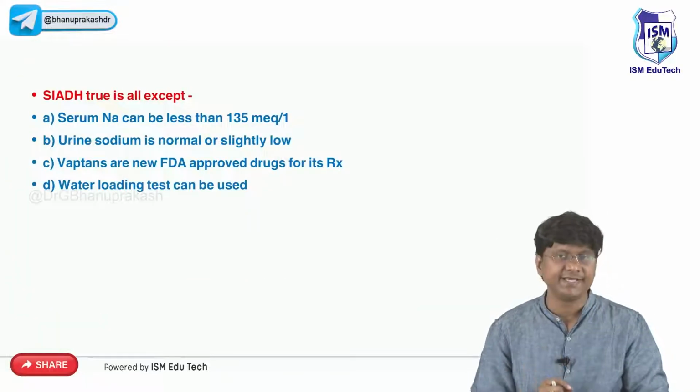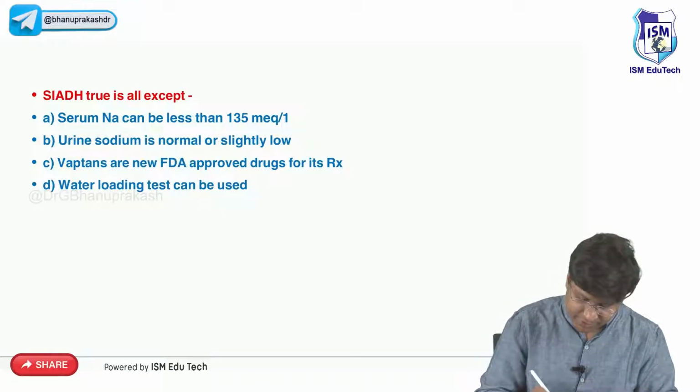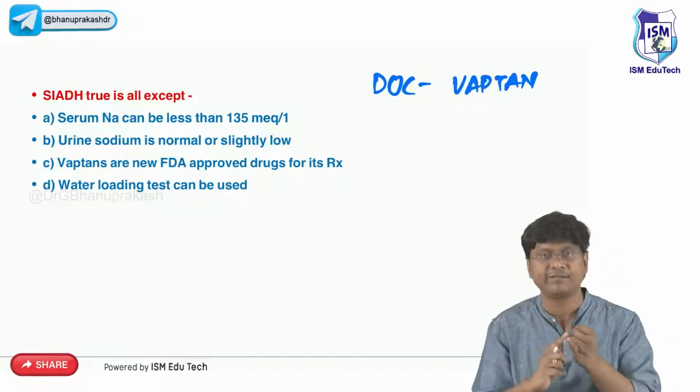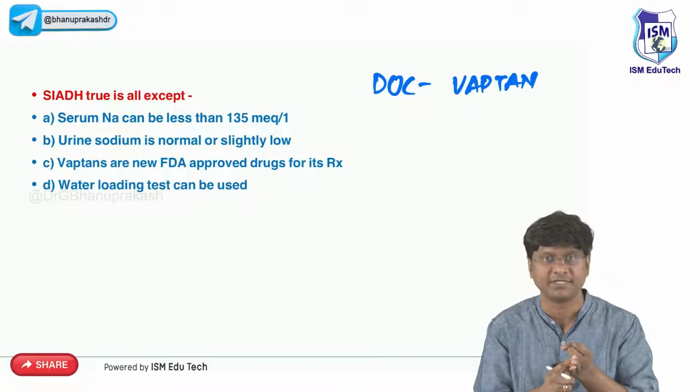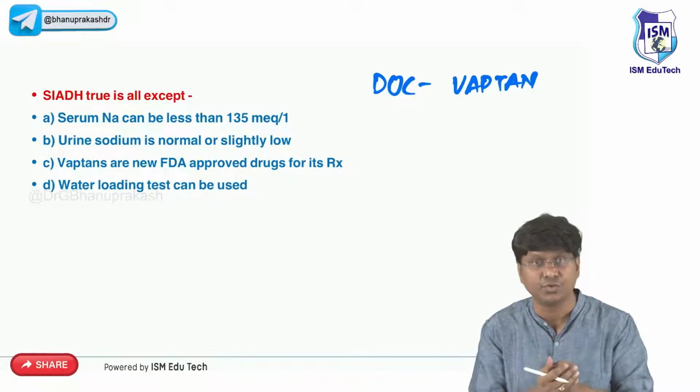Then in SIADH, what do you think is the drug of choice? Let me tell you, the drug of choice will be the Vaptans. That is, you have Conivaptan as well as Tolvaptan. Conivaptan is given through the intravenous route, and Tolvaptan you can give through the oral route.